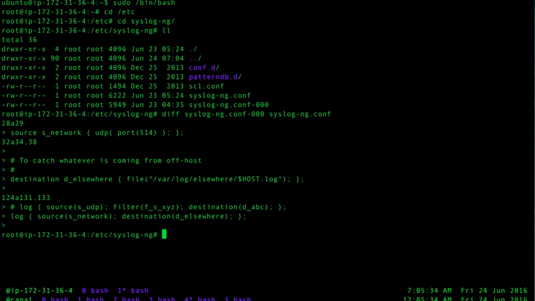Here's the difference between them. There were three new lines in the active config, one that has to do with the source, including the port, one that has to do with the destination, including the directory where we were keeping the files, and then a line that ties the two together, the source and the destination. Those are the only three lines we needed in the configuration.